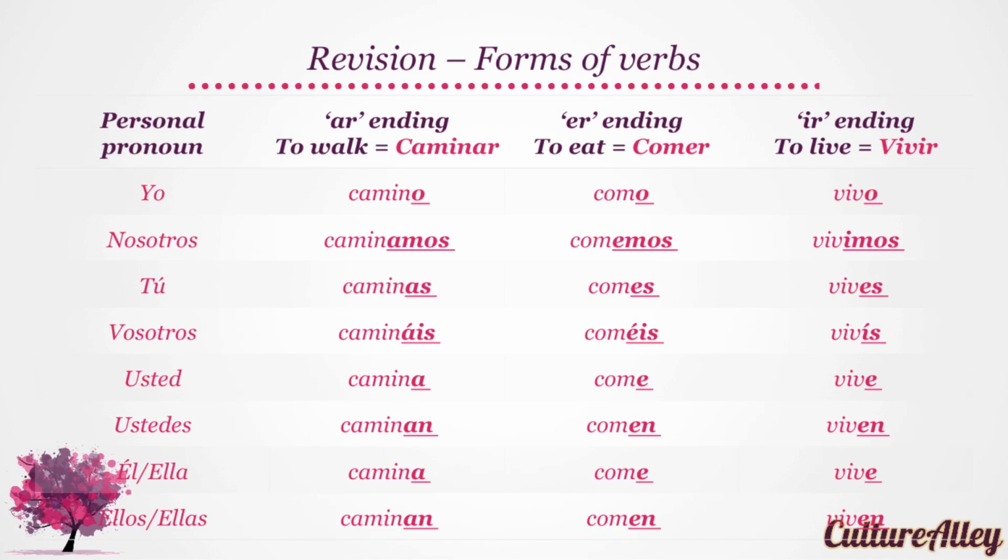Finally, let's look at the forms of to live, or vivir, which ends in IR. Yo vivo, nosotros vivimos, tú vives, vosotros vivís, usted vive, ustedes viven, él or ella vive, ellos or ellas viven.